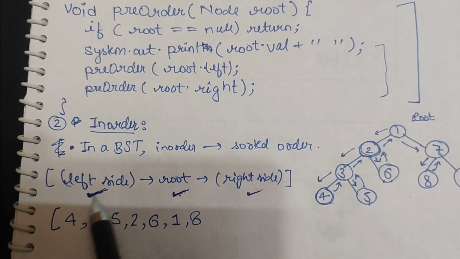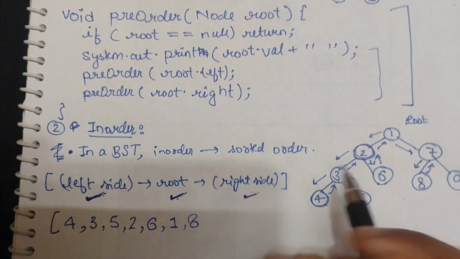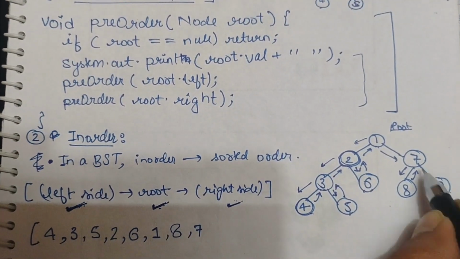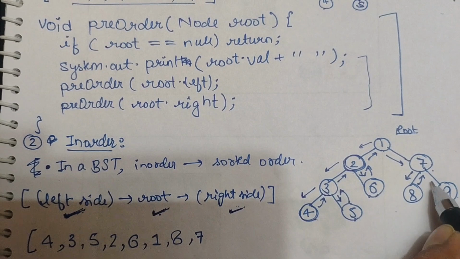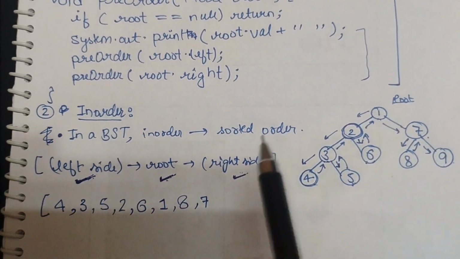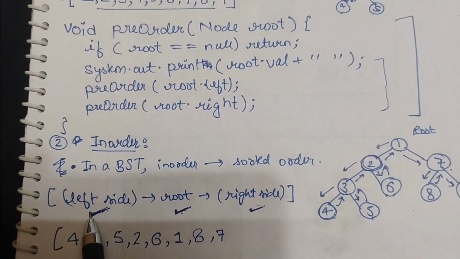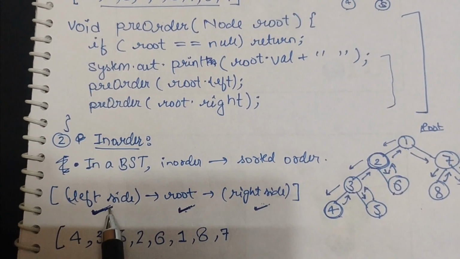For 7 this has been executed. Now for this we'll print 7. Does 7 have a right side? Yes, it does. So the recursion call will come from 7 to 9. It will ask, does 9 have a left side? No, it does not have. So it will be executed for 9.